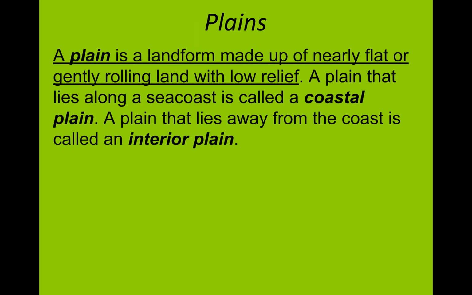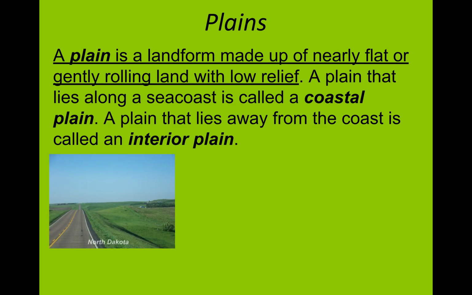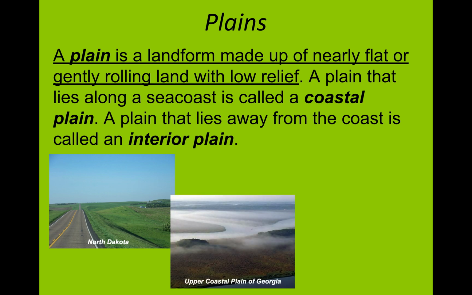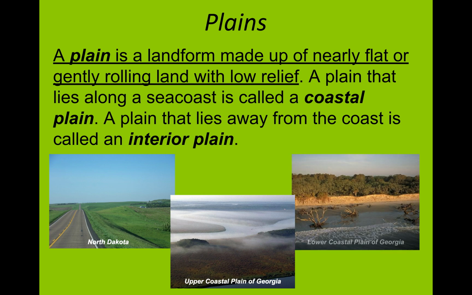A plain is a landform made up of nearly flat or gently rolling land with low relief. A plain that lies along the seacoast is called a coastal plain. A plain that lies away from the coast is called an interior plain. So here we see the pretty flat, slightly rolling hills of North Dakota, the super flat upper coastal plain of Georgia, and then the lower coastal plain of Georgia.